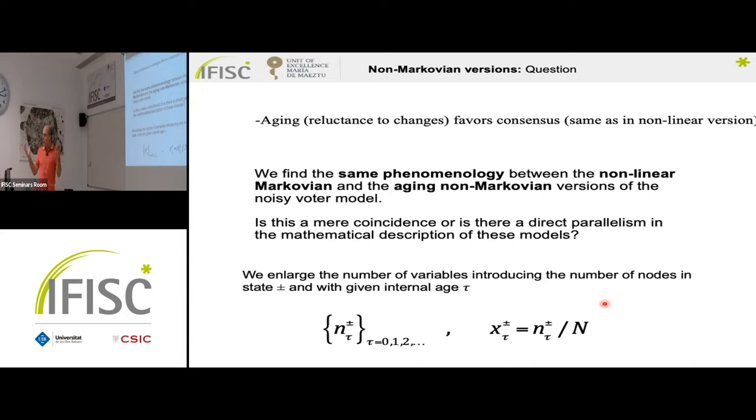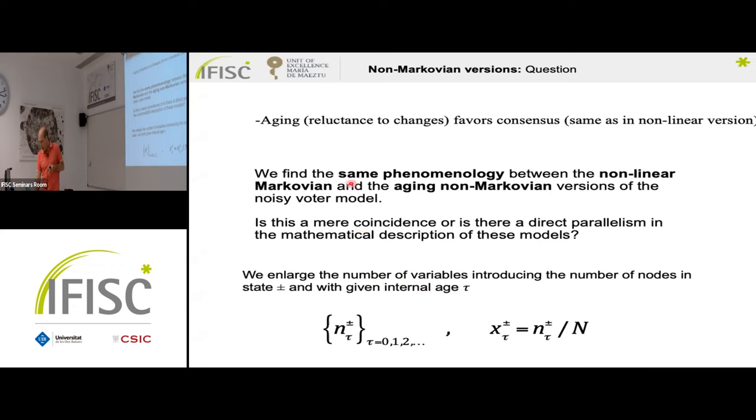Now we have these two effects. We have seen two things. When you make it more difficult to change, and I've said that so many times because it's the message, it is easier to get consensus. And we find it in two different ways: by a non-linear term in the rates, or by aging. Okay, now, can these two be related? Is there a similarity, albeit a mathematical similarity, between the two concepts? And in this case, there is.